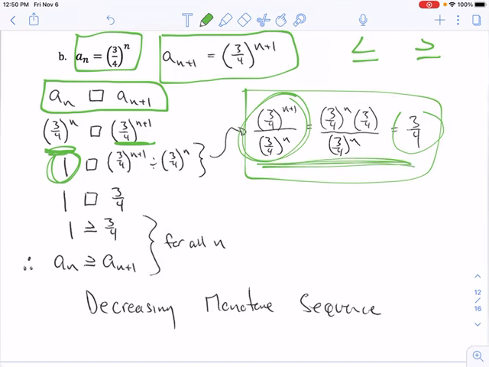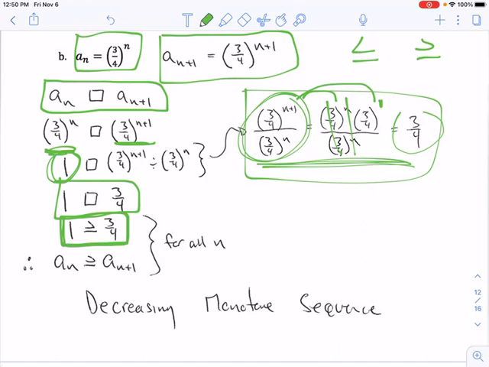3/4 to the n plus 1 can be broken up into 3/4 to the n times 3/4 to the 1, divided by 3/4 to the n. Those then cancel out, leaving us with just the 3/4. Make sure the algebra makes sense to you. The important thing is this will reduce to 1 on the left-hand side, 3/4 on the right-hand side. Well, 1 is always greater than or equal to 3/4. So this is a true statement. 1 is greater than or equal to 3/4. It will always be true.